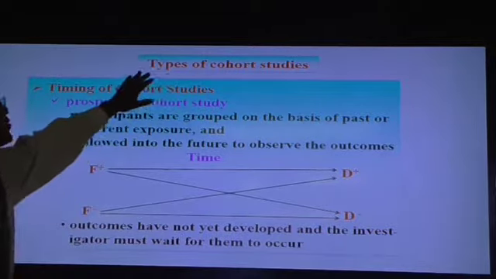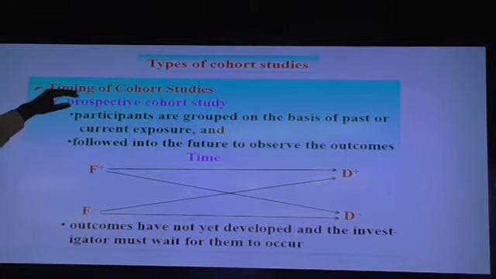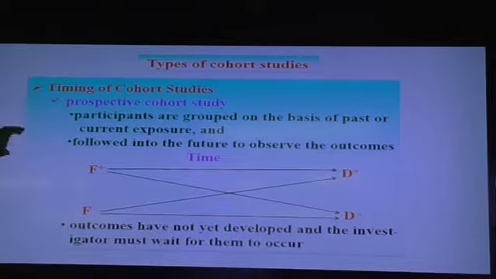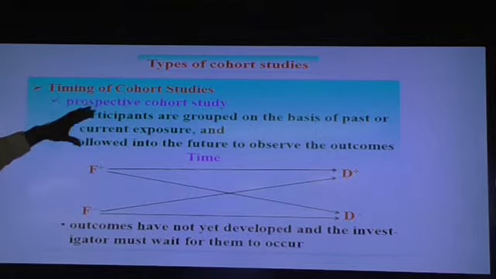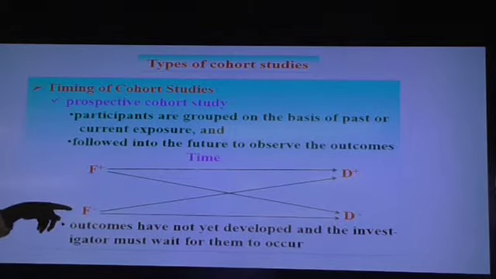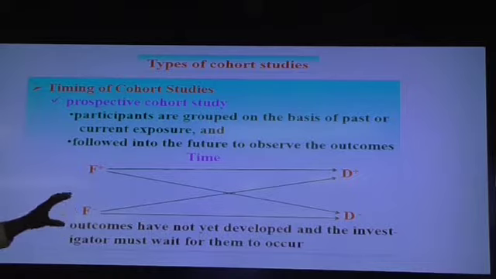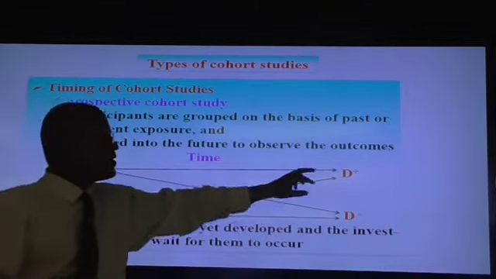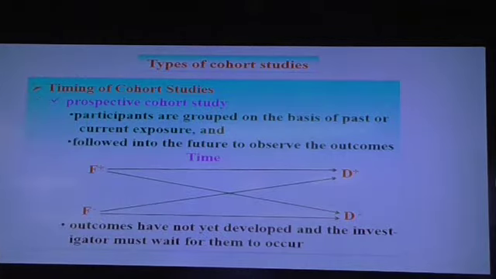So you have two types of cohort studies based on the timing. In all cases in cohort studies, we start from exposure and then go to outcome. But based on the timing, we have two types of cohort studies. The first one is prospective cohort. Prospective cohort means you group your participants or study population based on current exposure status, exposed and unexposed. And then you follow them in time to see whether the disease develops or not.